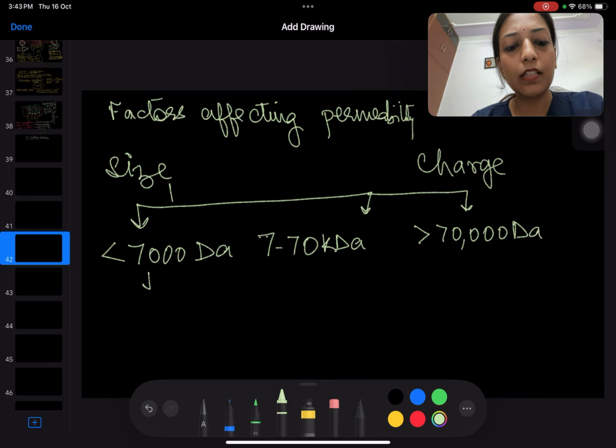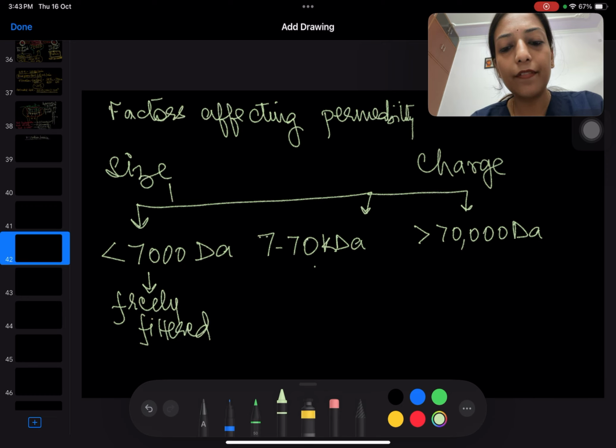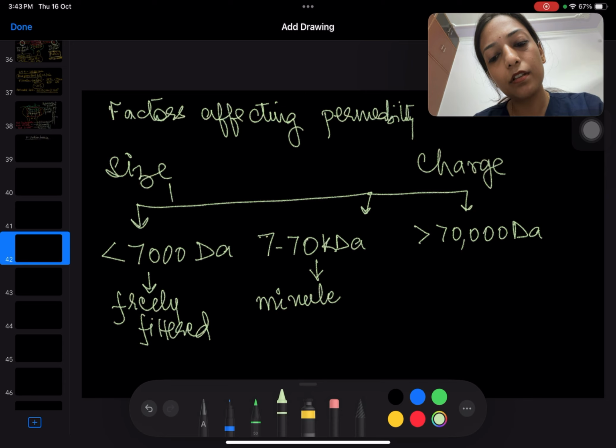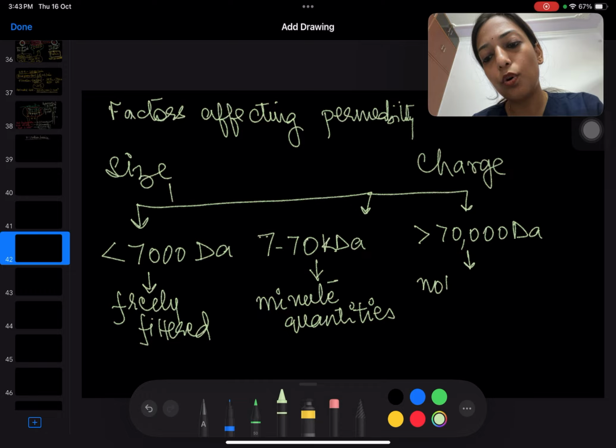Less than 7,000 Dalton mostly are freely filtered. 7 to 70,000 Dalton, these are filtered in minute quantities. Minute quantities. And more than 70,000 Dalton are not filtered. So why is this fact important?